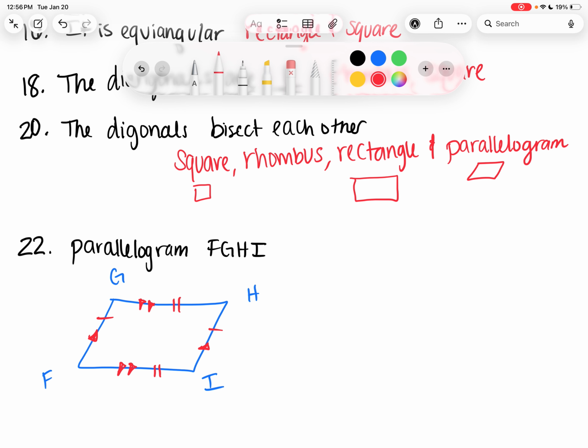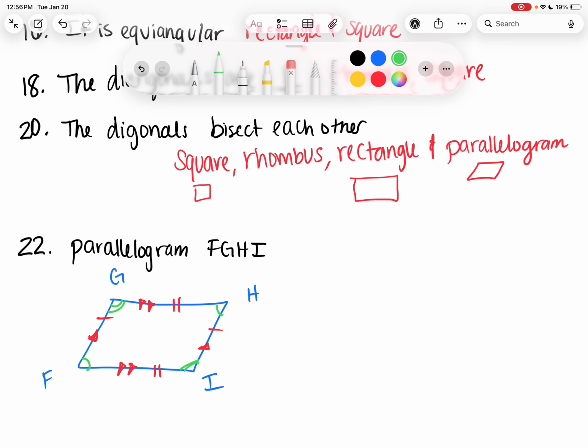What do I know about the angles of a parallelogram? They're 90 degrees. They're equal. Congruent. What's congruent? Opposite angles. Yep. Opposite angles are congruent, so angles F and H are congruent, and angles G and I are congruent.